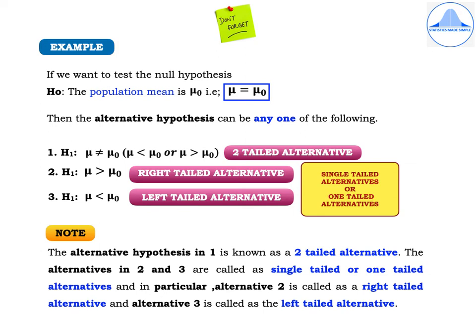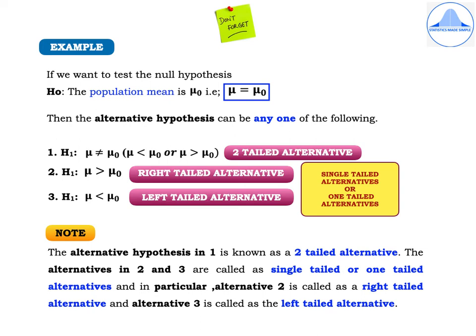left-tailed alternative. And I have highlighted in the yellow colored box that the alternatives in 2 and 3, that is the right-tailed alternative and the left-tailed alternative, are actually called single-tailed alternatives or one-tailed alternatives.